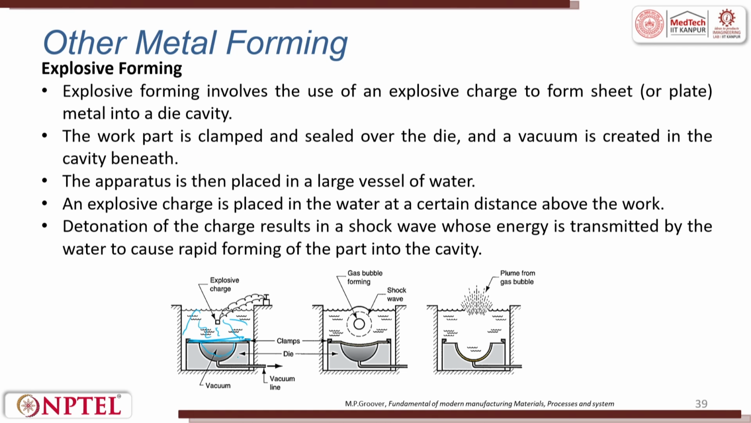The work part is clamped and sealed over the die, and a vacuum is created beneath, so that when the explosive charge is fired, you remove the vacuum and get the shape. The apparatus is placed in a large vessel of water. An explosive charge is placed in the water at a certain distance from the workpiece. The detonation of the charge results in a shock wave whose energy is transmitted through water to cause rapid forming. Any complex shape it can do, and any dissimilar material joining it can do.